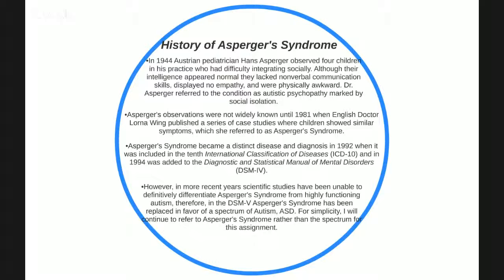However, in more recent years, scientific studies have been unable to definitively differentiate Asperger's syndrome from highly functioning autism, and therefore in the DSM-5, Asperger's syndrome has been replaced in favor of a spectrum of autism. For simplicity, I will continue to refer to Asperger's syndrome rather than the spectrum of autism for the assignment.